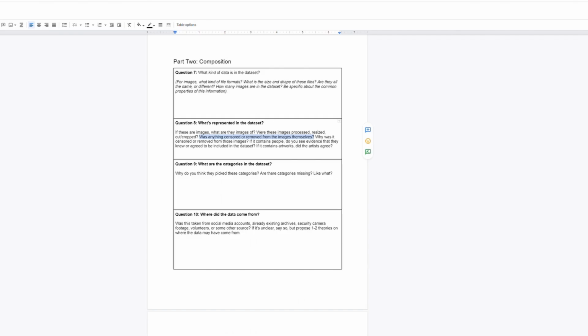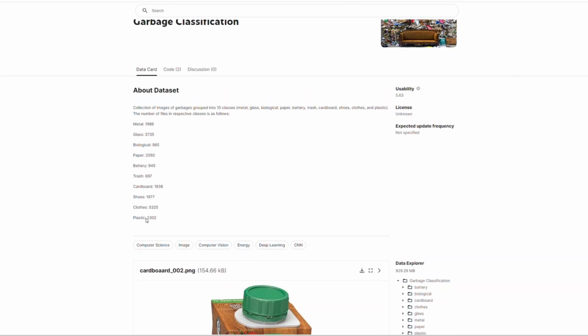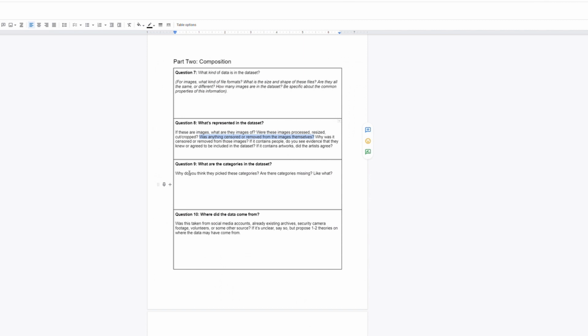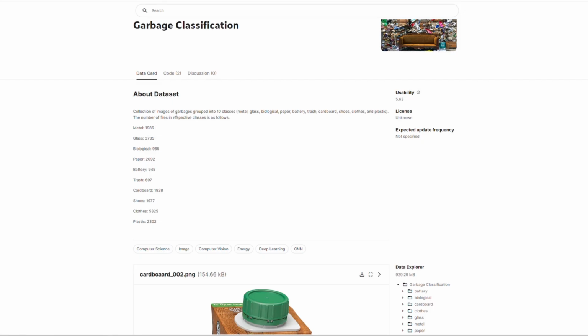So, okay. What are the categories? Here we have the list of categories. That's one thing this model does give us: we have metal, glass, biological, paper, battery, trash, cardboard, shoes, clothes, and plastic. So we know what our categories are. Why do you think they picked these categories? Are there categories missing? What are those categories that are missing? So we can think about this.